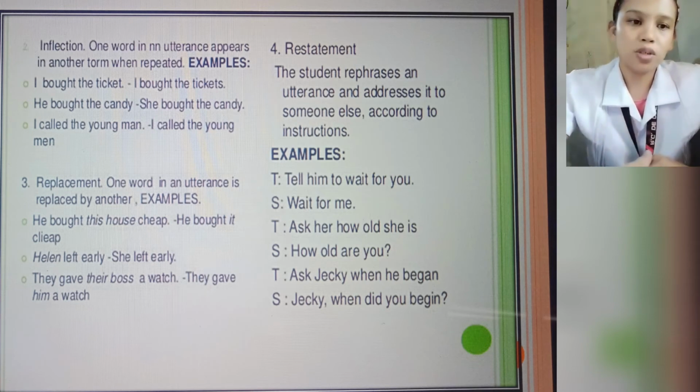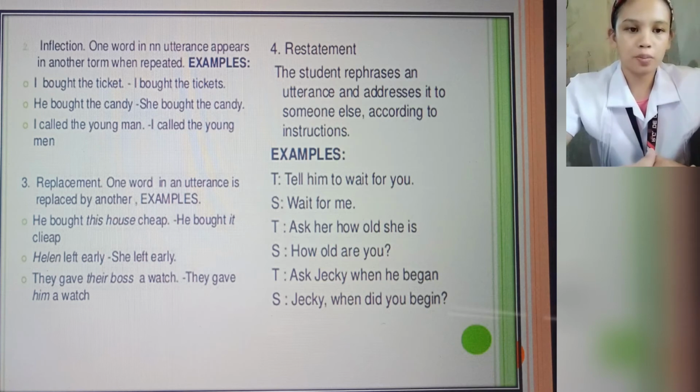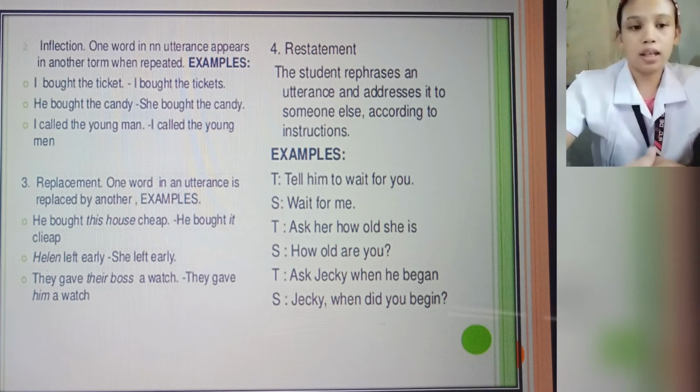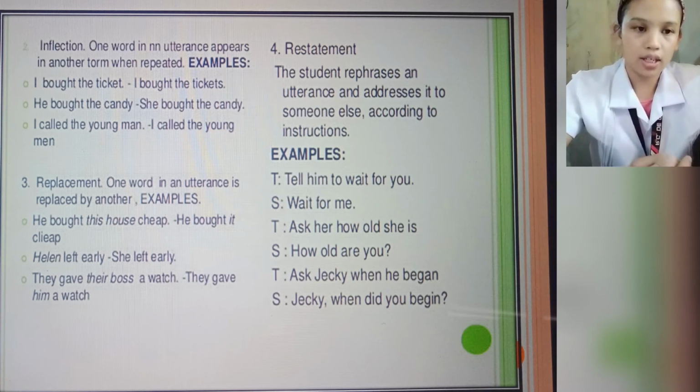Number 3 kind of drill is replacement. So, replacement is when one word in the utterance is replaced by another. Like for example, he bought this house cheap. So, he bought it cheap. So, instead of this, you can use it to make the sentence shorter and easy to say the utterance.